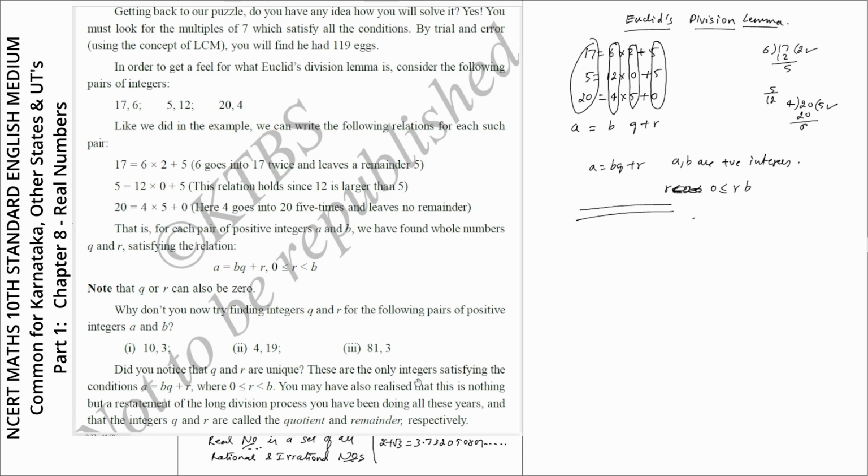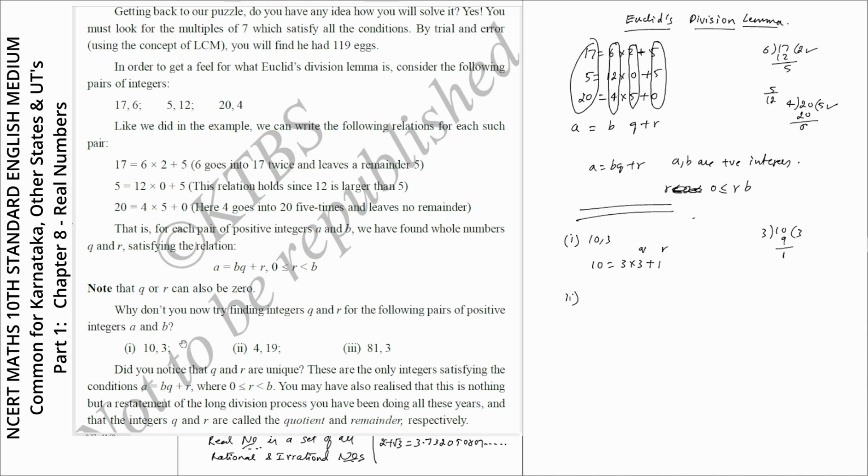Now in the textbook they have given some examples. Can we do this one? Try finding integers Q and R for the following pairs of positive integers A and B. First example is 10, 3. If I divide 10 by 3, 3 3s are 9. Remainder is 1. So I can write 10 is equal to 3 into 3 plus 1. Here Q is 3, remainder R is 1.